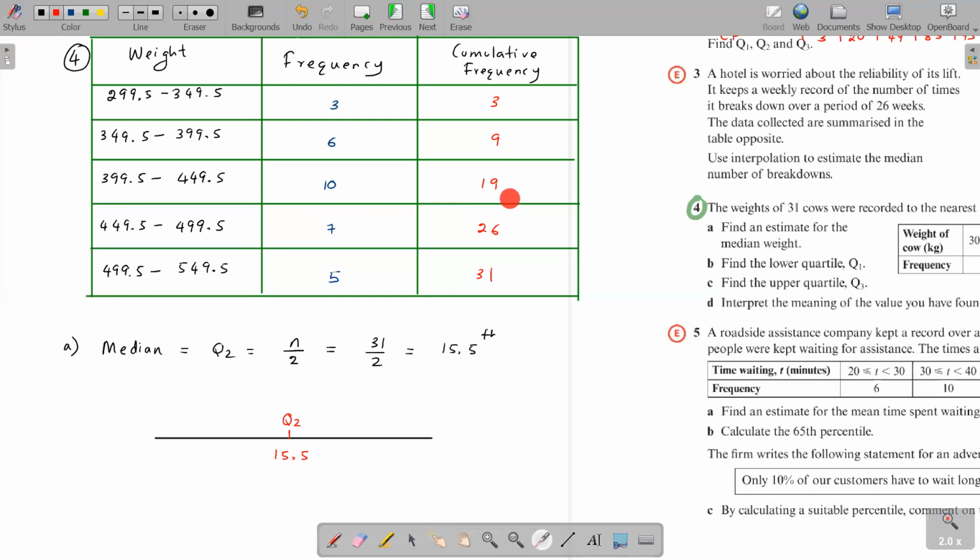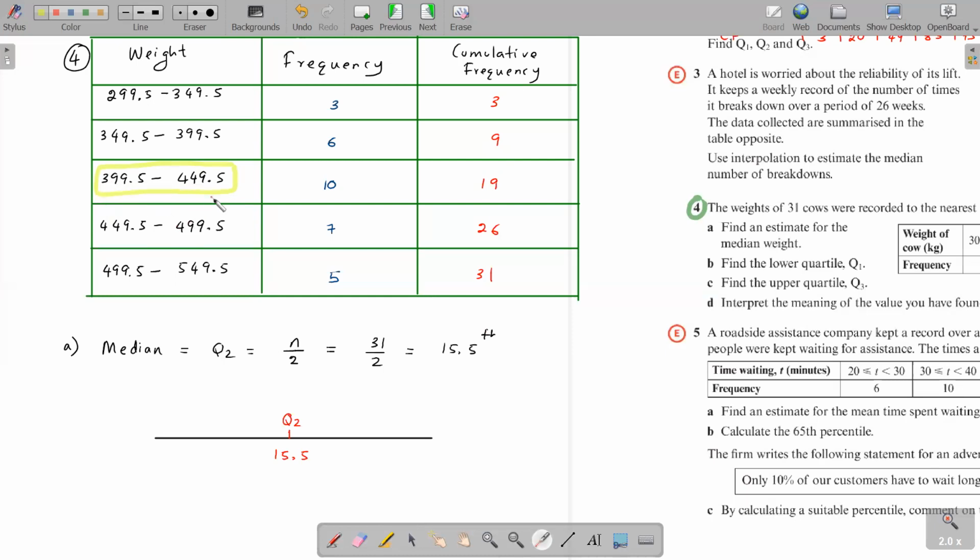What does that tell you? It tells you your median group. The median group is 399.5 to 449.5. Are you guys with me? This is the median group because the median is actually lying in between this interval.